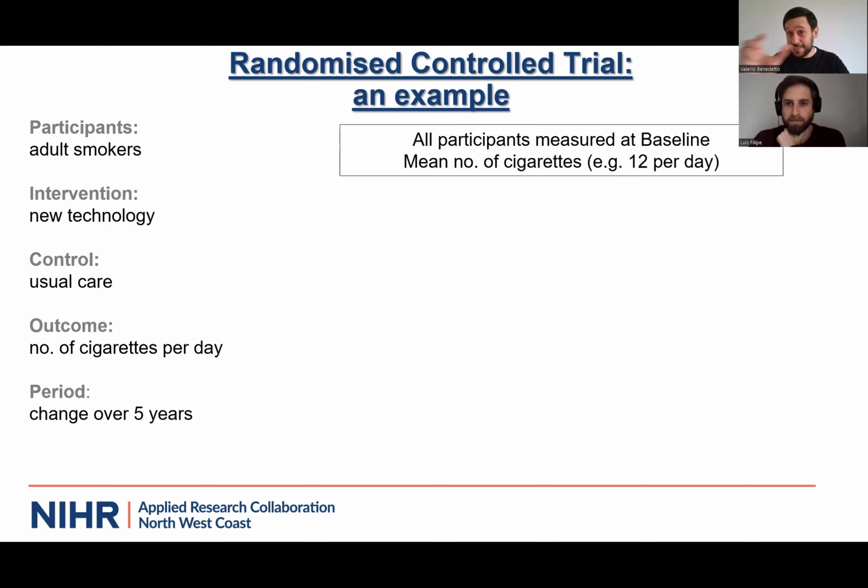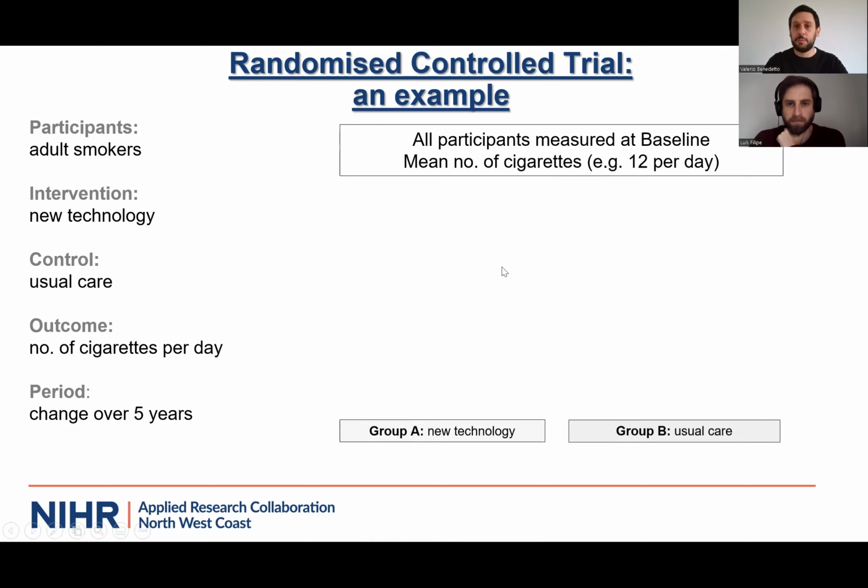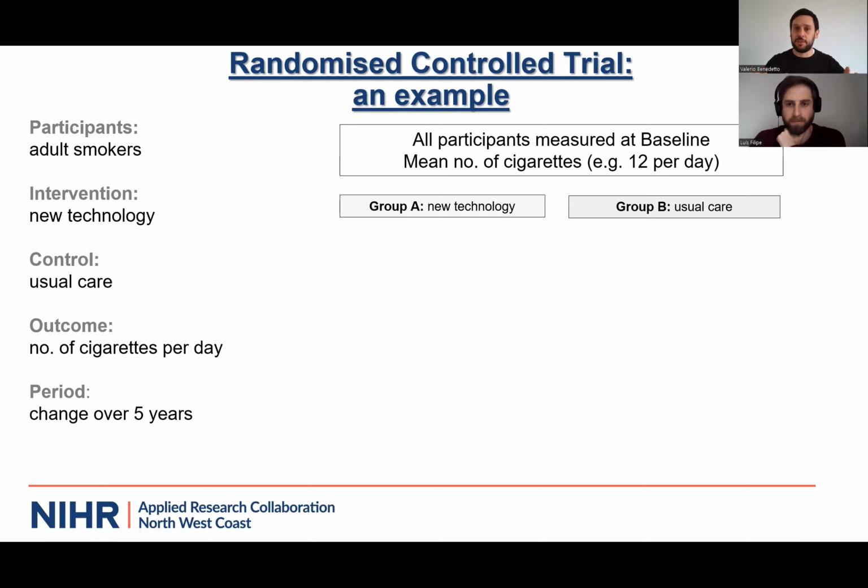So we can represent this randomized controlled trial. At the beginning, at the baseline, we will measure the number of cigarettes per day smoked by all the participants, and then on average, this could be, let's say, 12 per day. Then we have that random allocation. So that's where we randomly allocate participants to either Group A, new technology, or Group B, usual care.